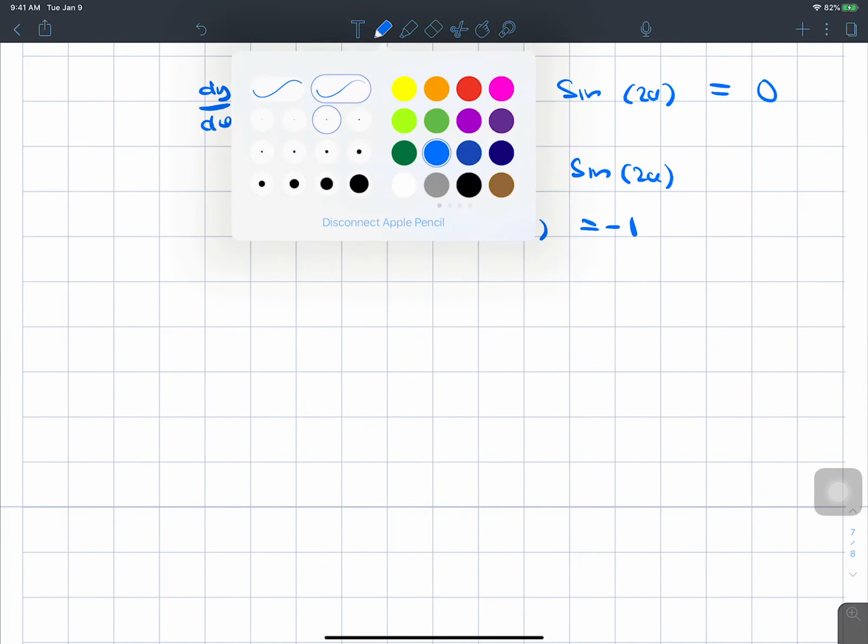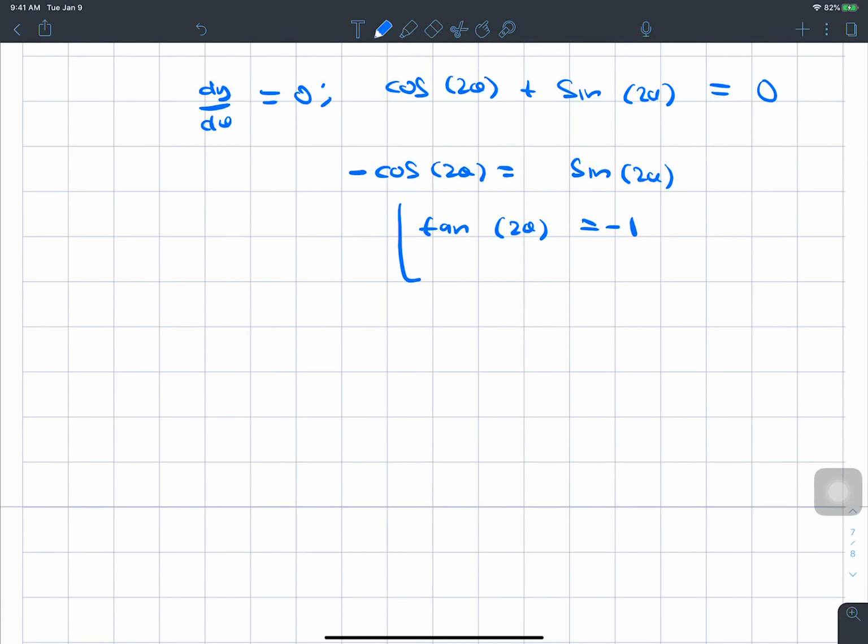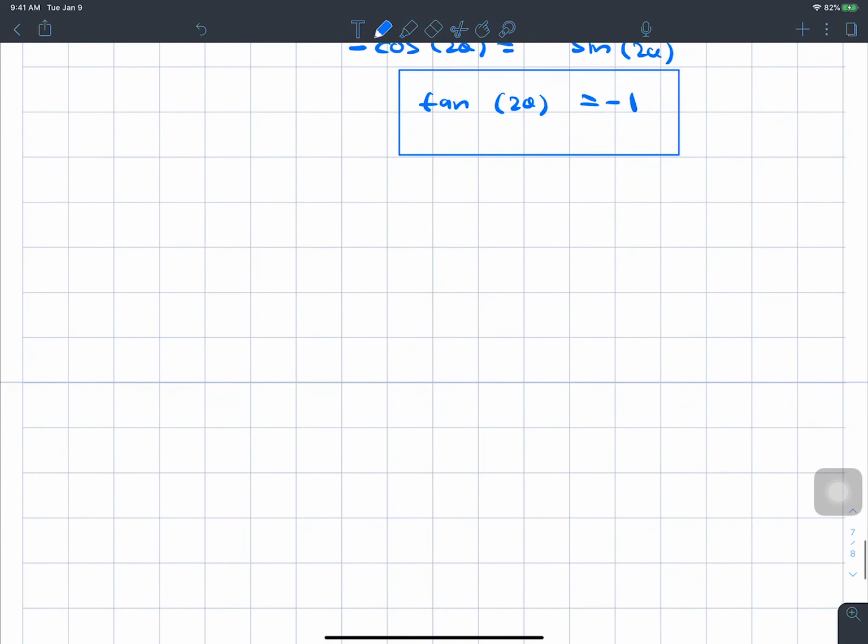And we're going to have to be careful here. I'm going to remark about this equation here. Tangent 2 theta being -1, what that really means is that 2 theta, what are the angles where tangent is going to be -1? So we have to think about this here. Let's go back and think.